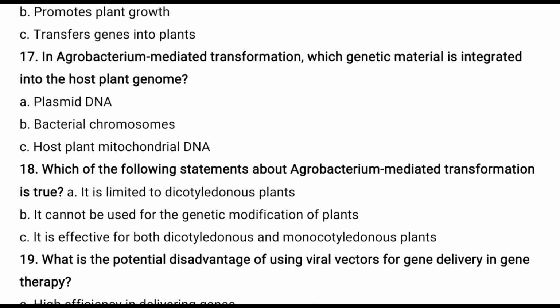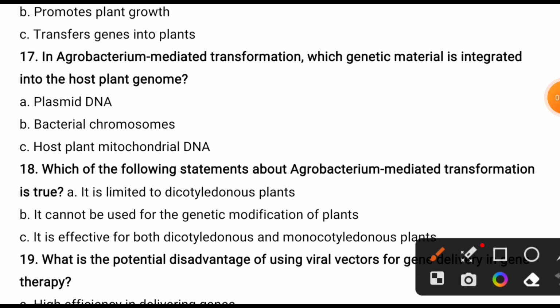In agrobacterium mediated transformation, which genetic material is integrated into the host plant genome? Options are plasmid DNA, bacterial chromosomes, host plant mitochondrial DNA. So the correct answer is plasmid DNA. Let's see the next question.